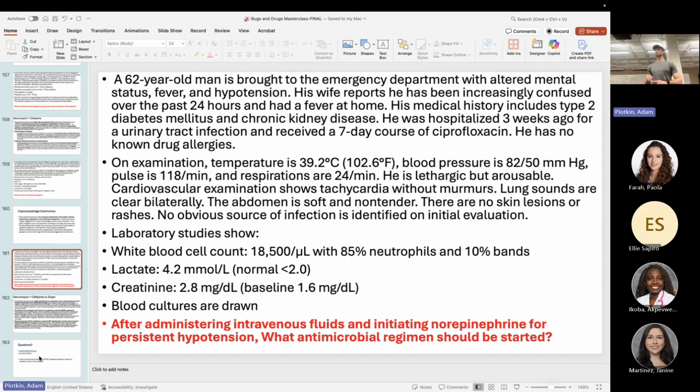We would get blood cultures, right? We would get lactic acid levels, right? If the lactic acid is above 2, that's another criteria for septic shock. We would then start empiric antibiotics, which we'll talk about in a second.